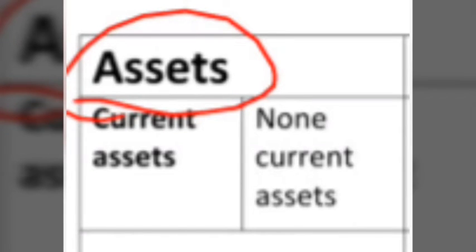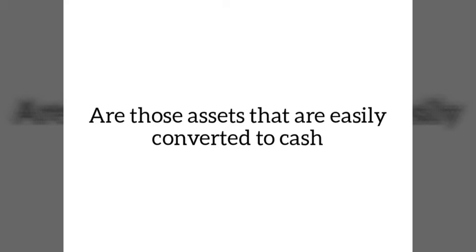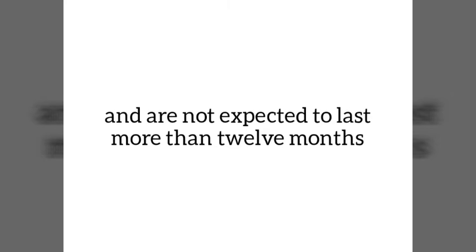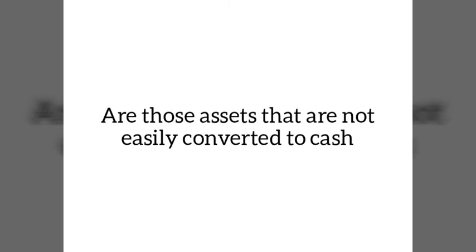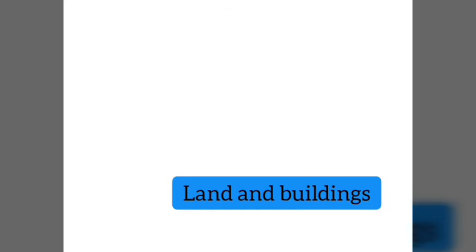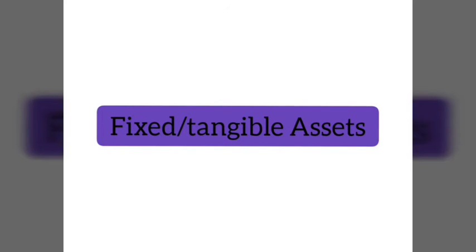Looking at your assets, we have your current assets and non-current assets. Current assets are those assets that are easily converted to cash and are not expected to last more than 12 months. For an example, we refer to your trading inventory, which falls under inventories. Non-current assets are those assets that are not easily converted to cash. For an example, we refer to your land and buildings, which fall under fixed or tangible assets.